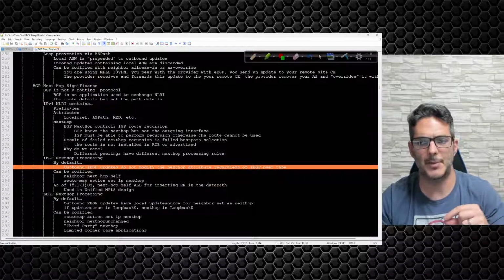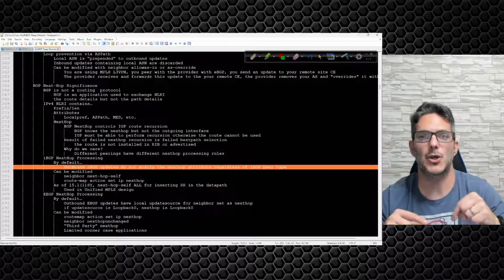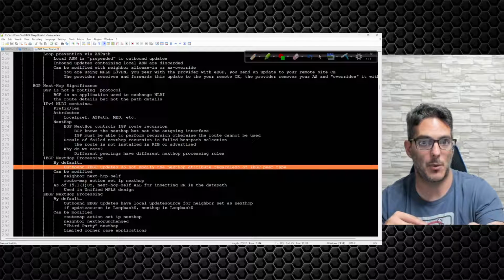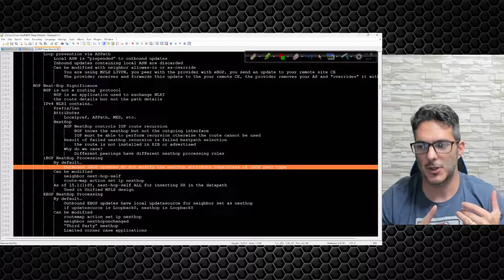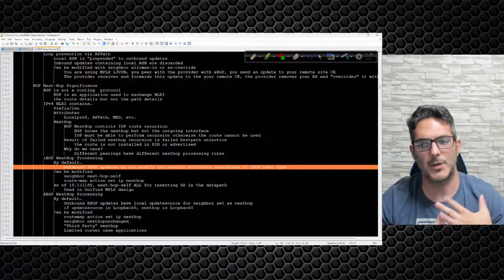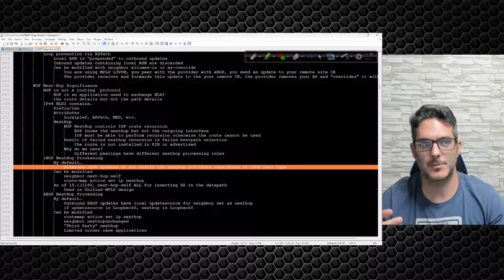So every router in the autonomous system that's doing IBGP would need to know how to get to 10.1.1.1. If it doesn't, then you're going to have to do some modification. There's two different ways that you can do that. You can do neighbor next-hop-self. Say, hey, I'm the neighbor, go ahead and tell your neighbor that my next hop is self.